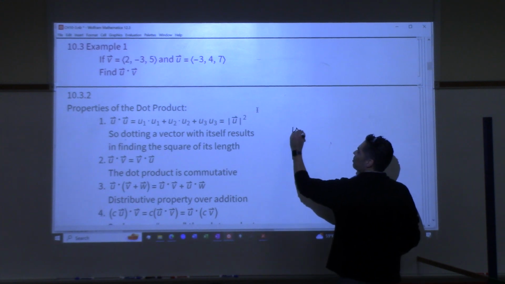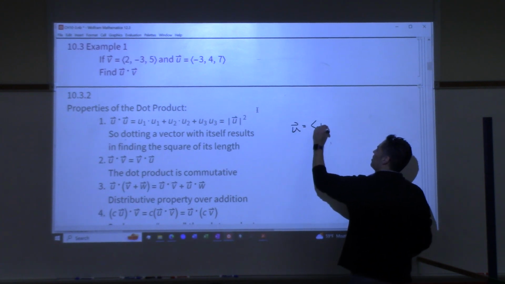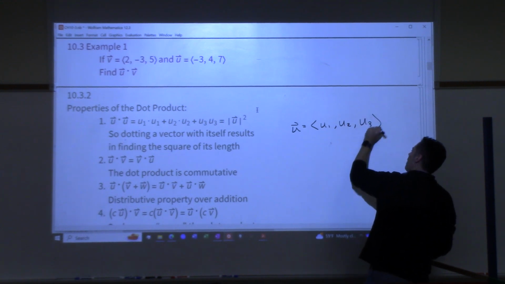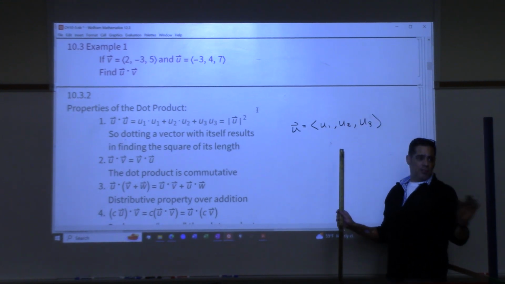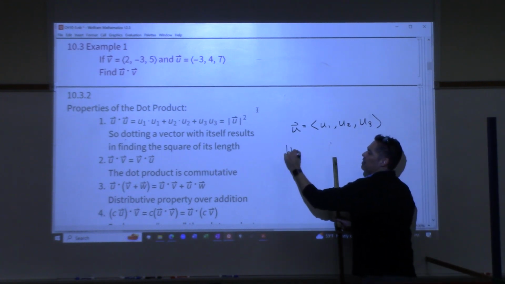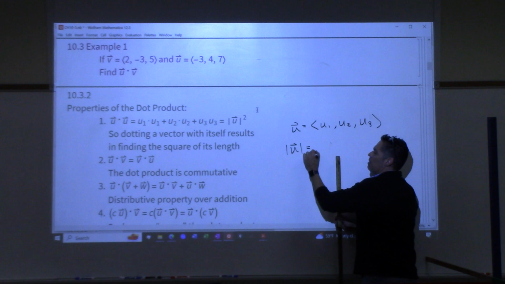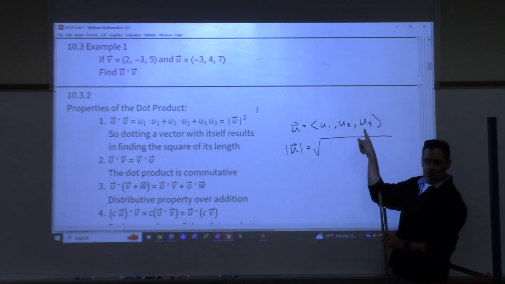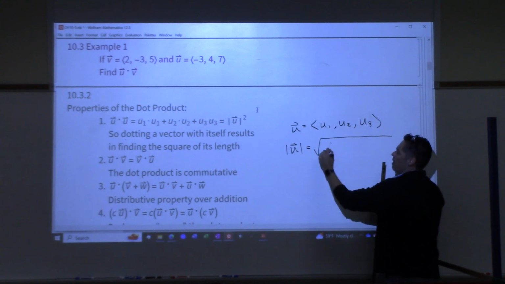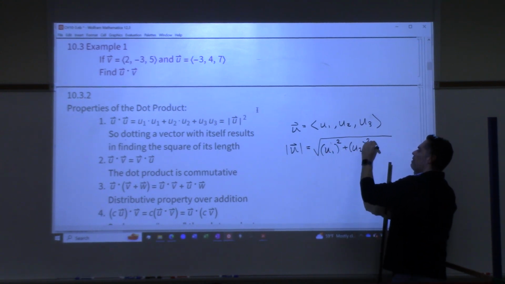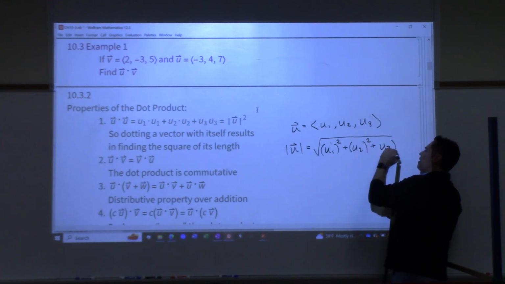Let's say I have a vector U. Let's say it's a 3-dimensional vector. There's a vector U. It lives in 3-dimensional space, right? Now, if I ask you what the magnitude of this is, you're going to take the square root, and then you're going to take that square plus that square plus that square. So you're going to have U1, you're going to square it, plus U2, you're going to square it, plus U3, and then you're going to square it, right?